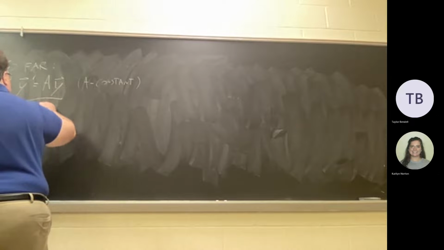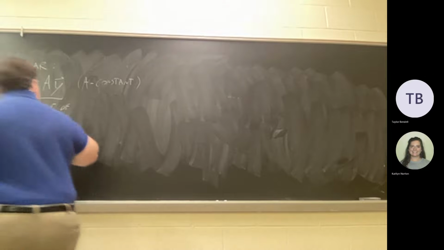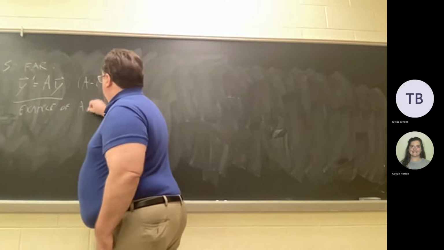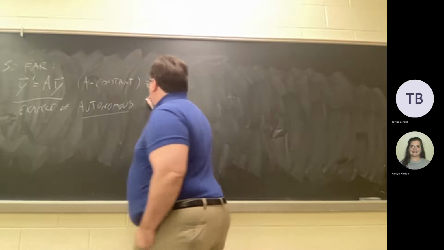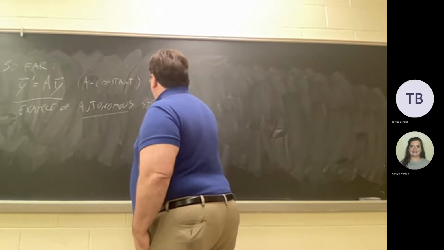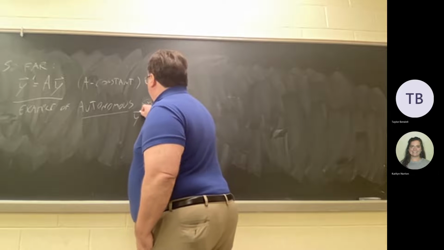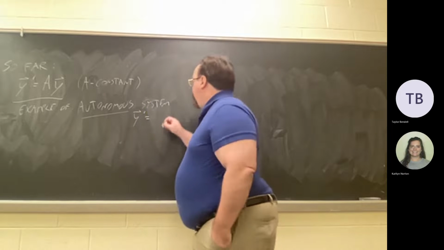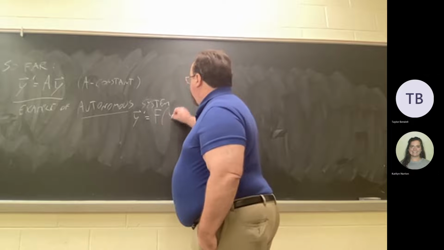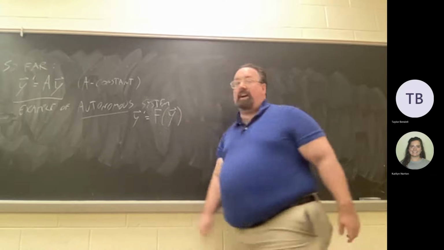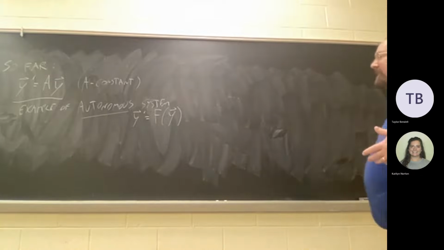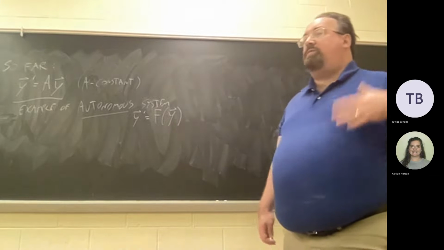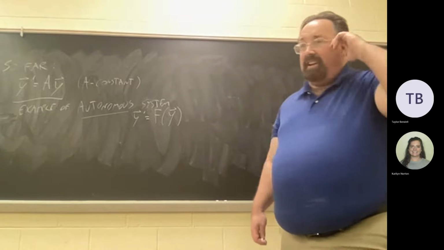So this kind of system of ODEs is an example of an autonomous system. In general, an autonomous system of ODEs is a system that has this form, where you have y prime on the left side, and the right side can be described as a function of only y, as in not t.